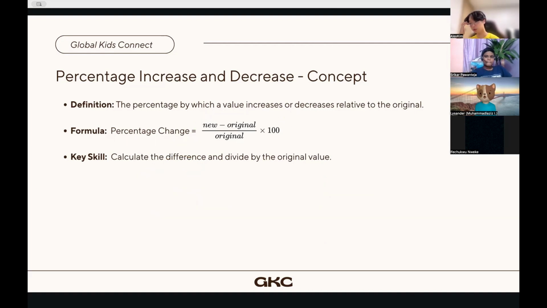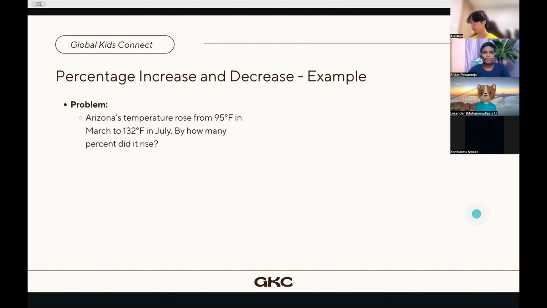And so the key skill is to calculate the difference and divide by the original value, like shown here. We'll move on to our example question using these. The problem states: Arizona's temperature rose from 95 degrees Fahrenheit in March to 132 degrees Fahrenheit in July. By how many percent did it rise? So we're given a context question where we have to understand the context of the problem. Arizona, a location in America, and the temperature there rose from 95 to 132.